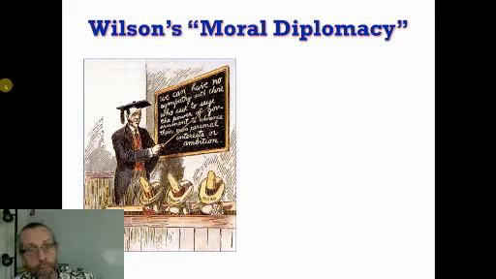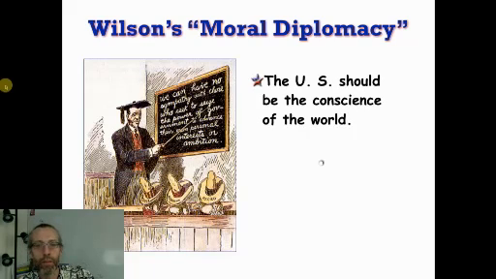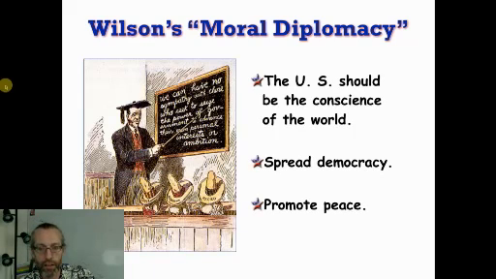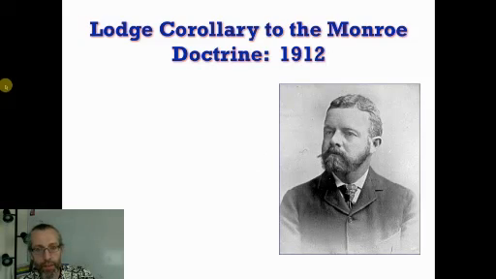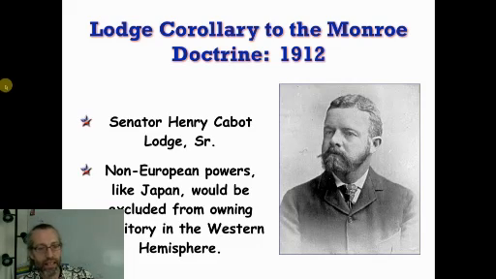We also get involved in Mexico with his so-called moral diplomacy. Here's Wilson lecturing to the little children of Central America, Mexico, Venezuela, Nicaragua, and so on and so forth, trying to explain to them what democracy is supposed to be. We're going to be the conscience of the world. We're going to spread democracy and peace and freedom and condemn colonialism. When we've got Wilson in the presidency, we have Henry Cabot Lodge in Congress, who throws in his Lodge Corollary to the Monroe Doctrine, where he basically says that non-European powers, like Japan, should also be excluded from the Western Hemisphere.